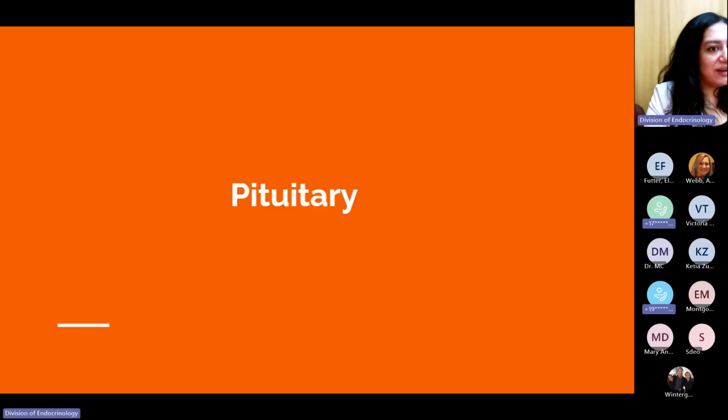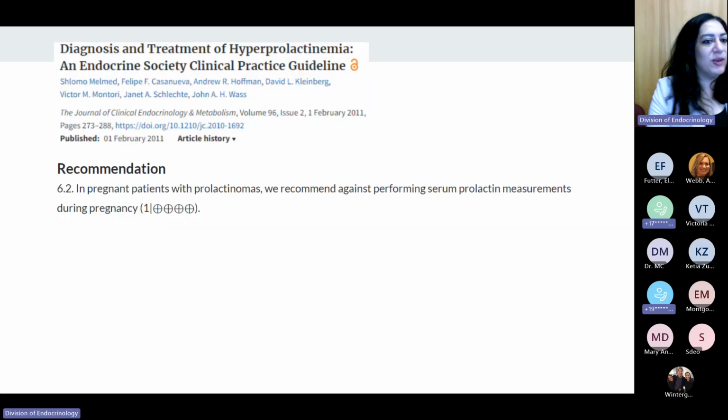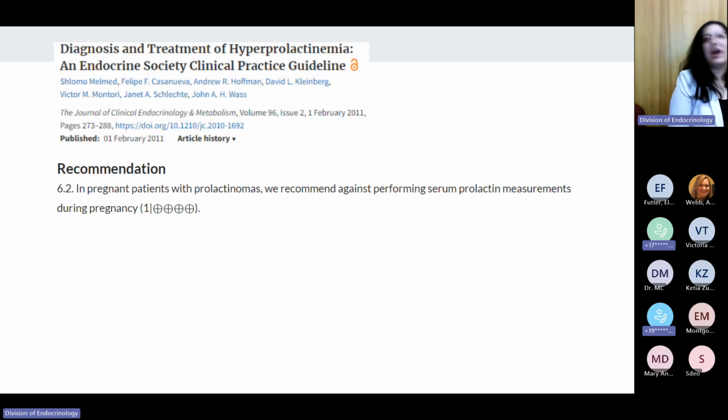All right, pituitary. The example I found here was about prolactin. The recommendation was made that we should not continue to monitor prolactin measurements during pregnancy, because pregnancy is a high estrogen state, which will increase prolactin levels. There's no clear relationship between how much it should or shouldn't increase, so monitoring creates more testing anxiety, more cost of testing, and maybe unnecessary treatments for patients. So it's something that we no longer do. Again, it seems like common sense, but before 2011, it wasn't so common sense. So something we've learned.